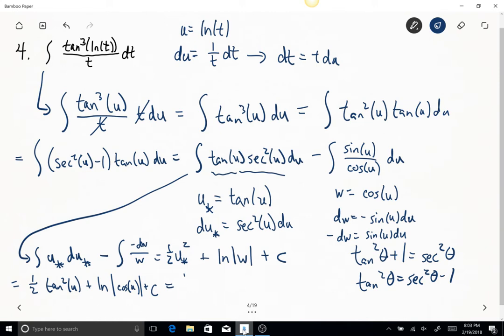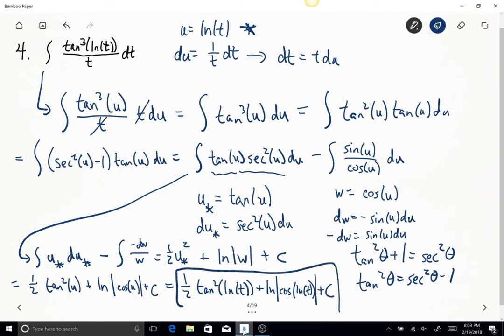And so now we're ready to go back and plug in the u value that we started with, and I'll put a little marking up there. So this is 1/2 tangent squared of natural log of t, and then plus natural log of cosine of natural log of t. So you have natural logs inside of natural logs, and then plus some constant c. And that is our final answer there. Questions on that? I know that was a tricky one because it involved u substitutions pretty heavily along with the trig integrals. Just want you to see some of that stuff, how it works.